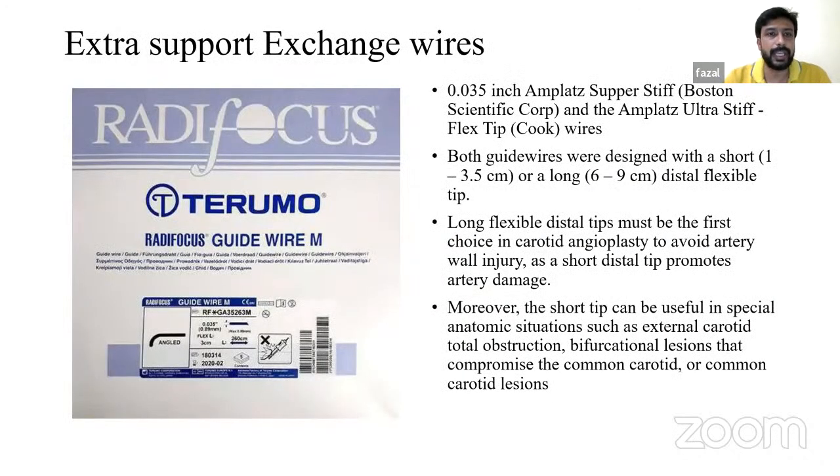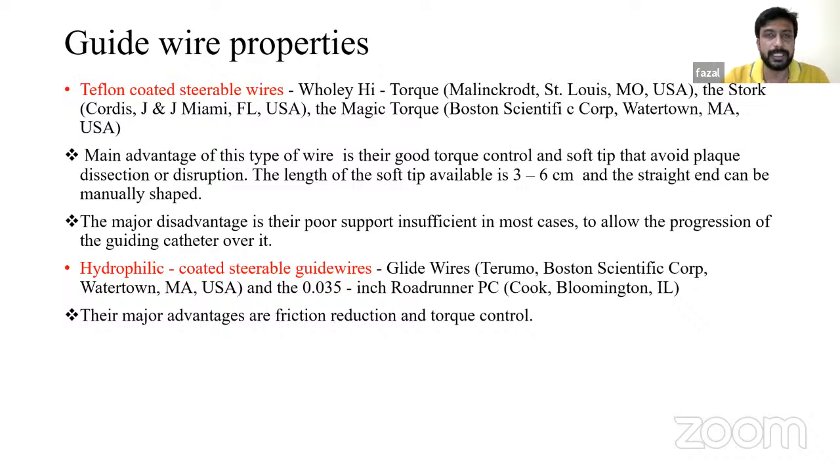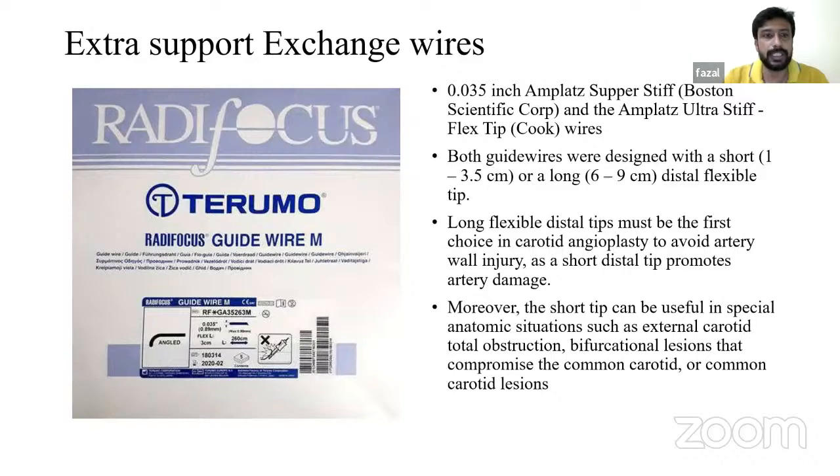The second thing is the extra support exchange wires. Once your wire enters into the ECA, the main thing is you need a good exchange wire. Because you are taking the wire into the ECA, you should avoid going into small vessels, as it may puncture them, so the guide wire needs to have that property. In this case, we used a Terumo exchange wire, or else there are other types, such as the 0.35-inch Amplatz Super Stiff and also Amplatz Ultra Stiff flex tip wires. Both were designed with a short and a long distal flexibility. A long flexible tip is helpful to avoid artery wall injury, while a short tip may cause some artery damage.